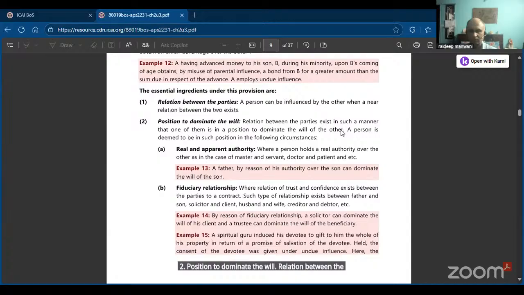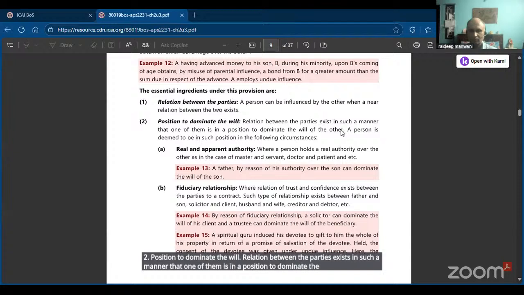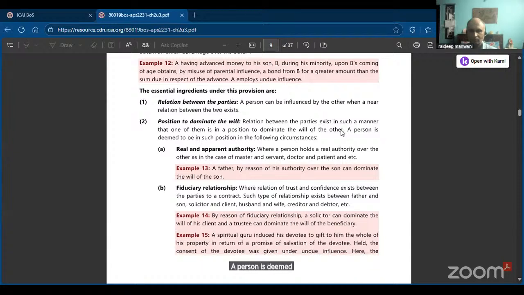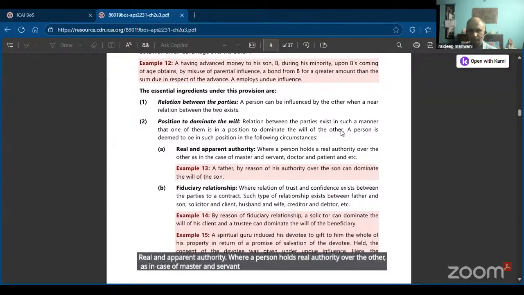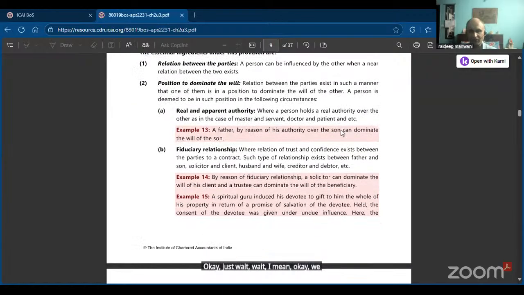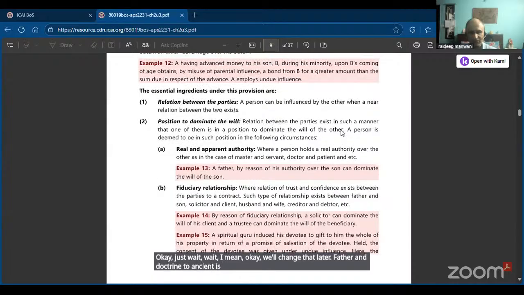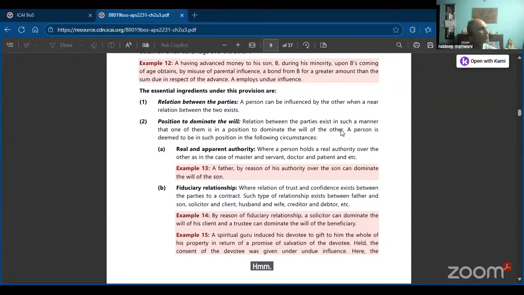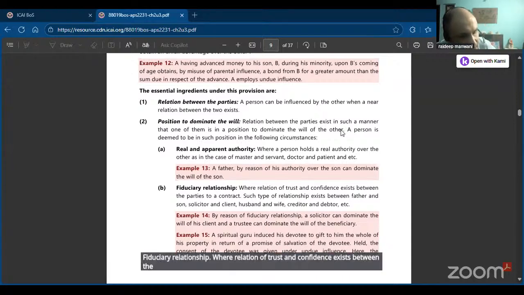Relation between the parties exist in such a manner that one of them is in a position to dominate the will of the other. A person is deemed to be in such position in the following circumstances. Real and apparent authority, where a person holds a real authority over the other, as in case of master and servant, doctor and patient, etc. Wait, we'll change that later. Doctor and patient is for fiduciary relationship. We'll change those. Second, fiduciary relationship, where relation of trust and confidence exists between the parties to a contract.